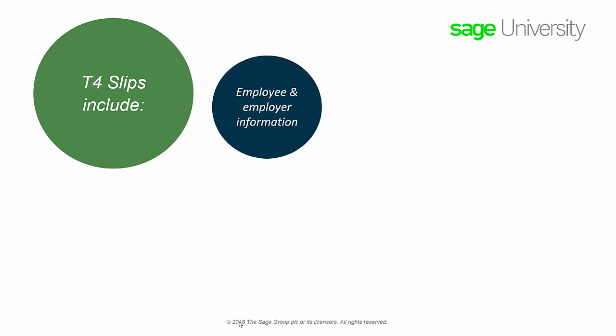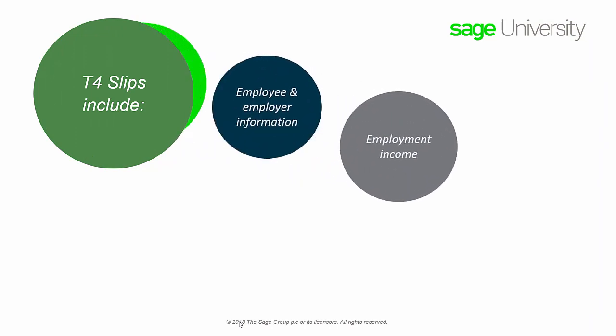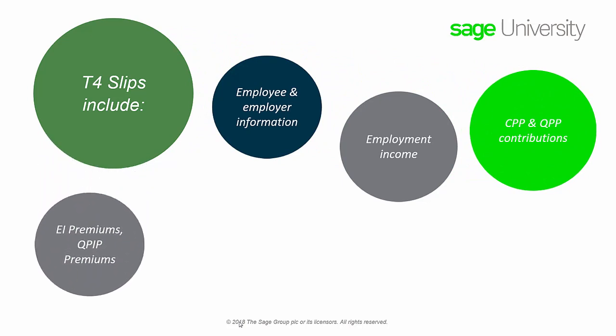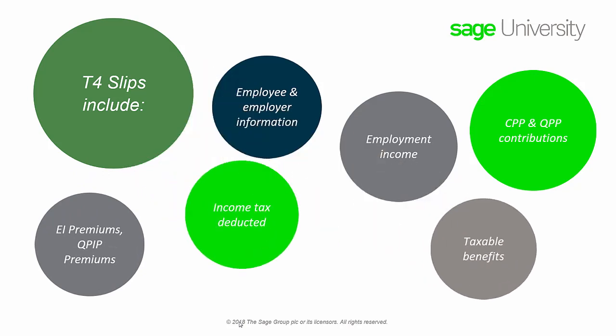end of February. T4 slips include employee and employer information, employment income before deductions, Canada Pension Plan and Quebec Pension Plan contributions, employment insurance premiums, Quebec Parental Insurance Plan premiums, income tax deducted, and taxable benefits.